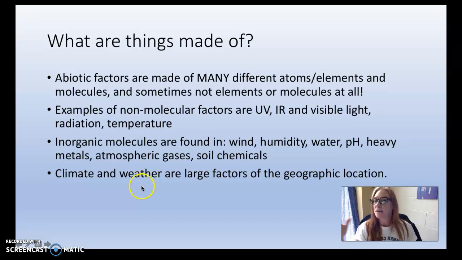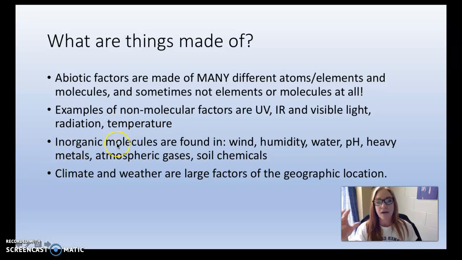Abiotic factors can be made of all kinds of things. They might be made of atoms and elements, or they aren't made of atoms and elements or molecules at all. Some examples of non-molecular factors are the light, UV, IR, and visible light, radiation, and temperature. So those aren't made of molecules. They just are physical facts, right?